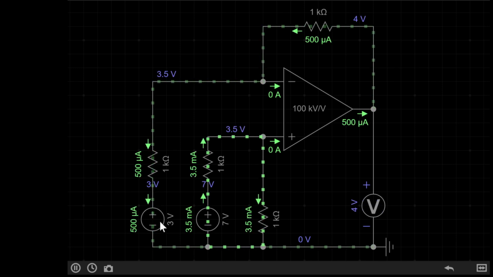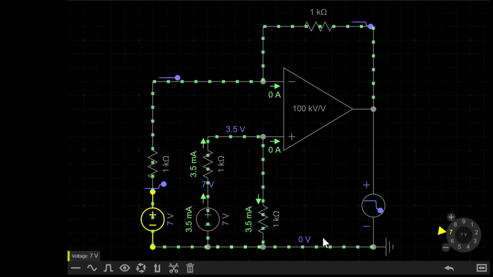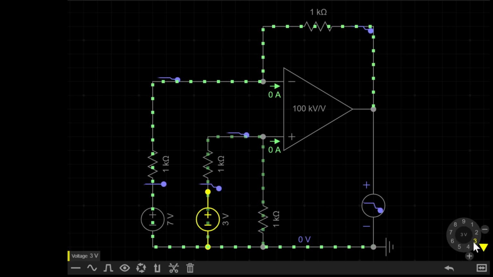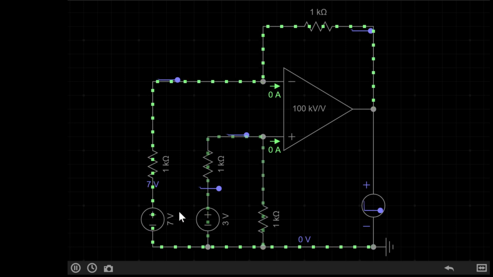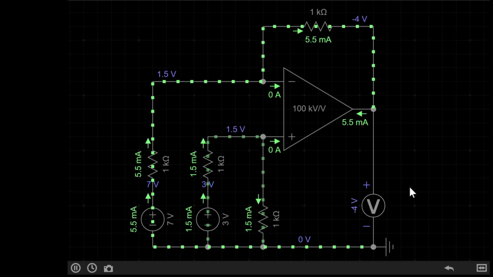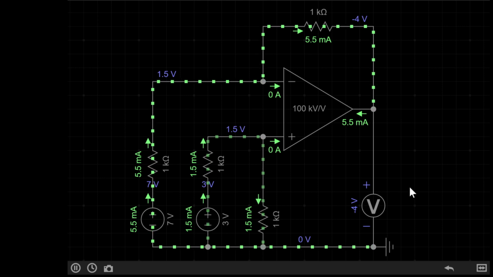The circuit also works with the supplies the other way around as well. So I do 7 volts and then 3 volts down here. We have 3 minus 7, which gives us minus 4 volts. Now it is possible to also amplify that output, and this can be done like so.